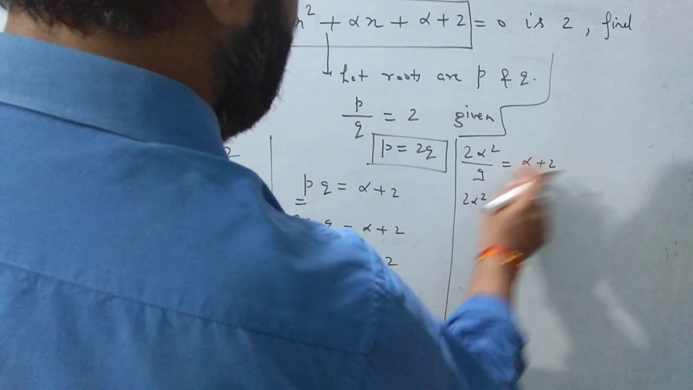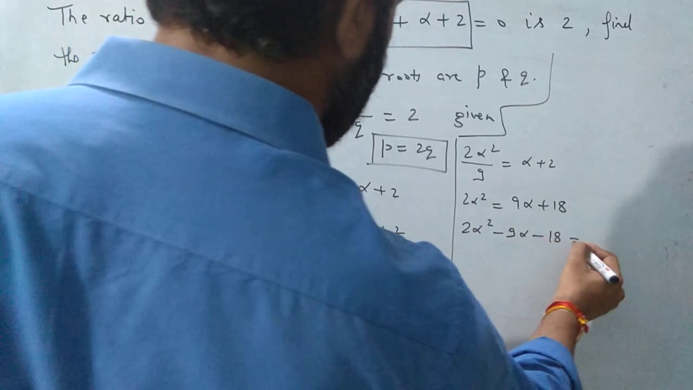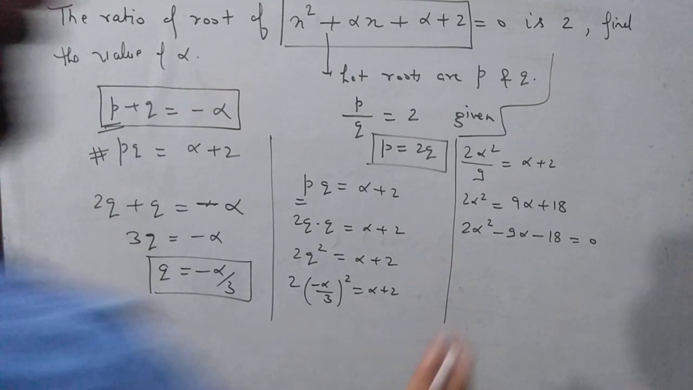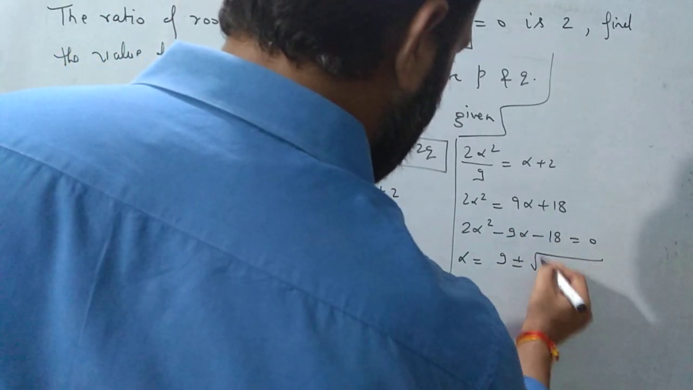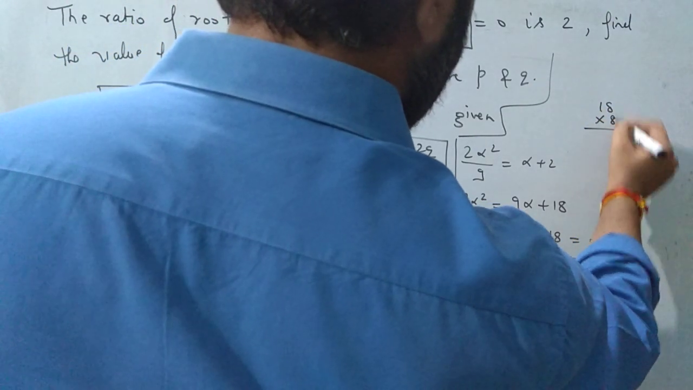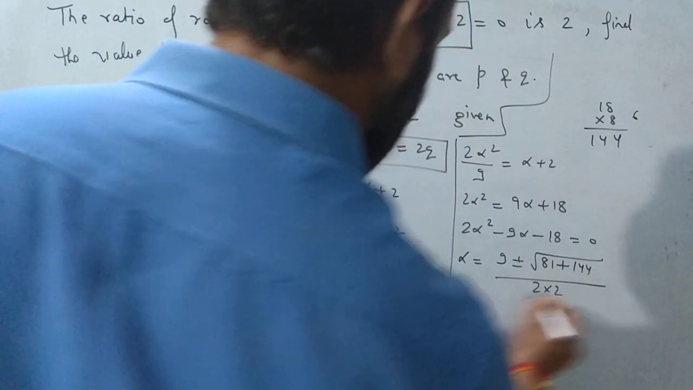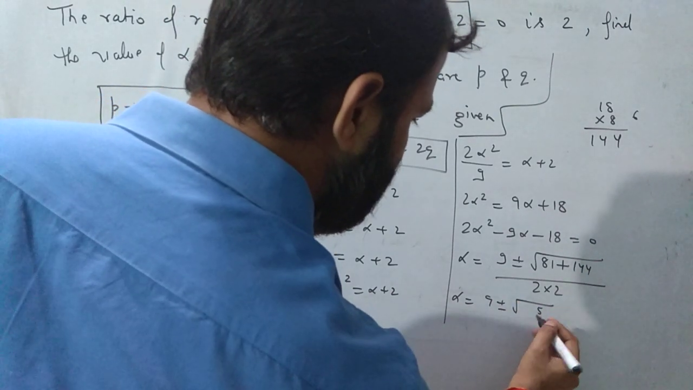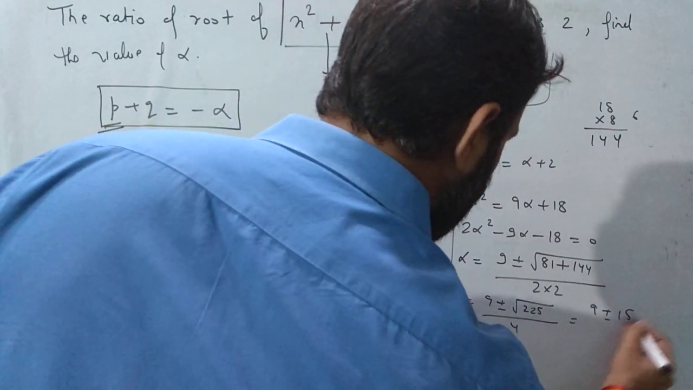So 2 alpha square is 9 alpha plus 18. So 2 alpha square minus 9 alpha minus 18 is equal to 0. Using Sridharacharya formula, or you can factorize. We want the value of alpha. Alpha is minus b, 9, plus minus square root of b square, 9 square 81, plus 4ac, 4 times 2 is 8, 18 into 8 is 144, upon 2 into 2. So alpha is 9 plus minus square root of 225 upon 4. So 9 plus minus 15 upon 4.